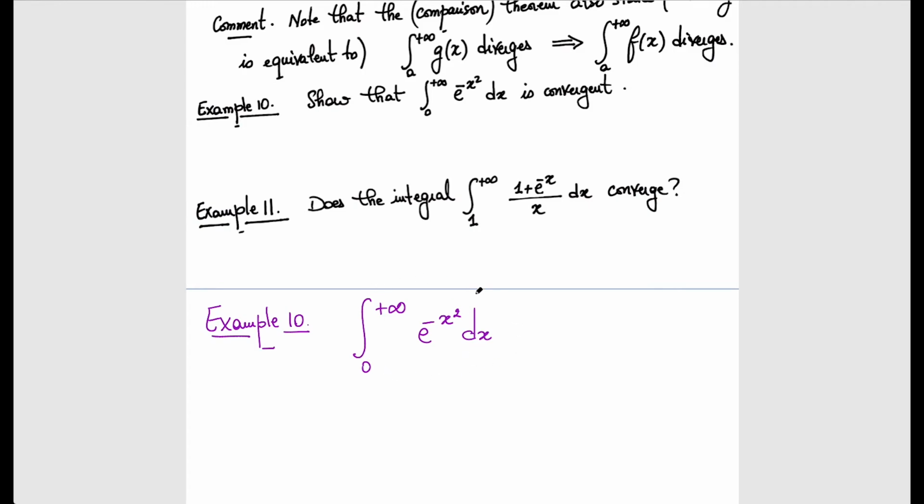All right, so we don't know how to integrate this. We don't know how to find the exact value of that, yet we still have to show that it's a convergent integral.